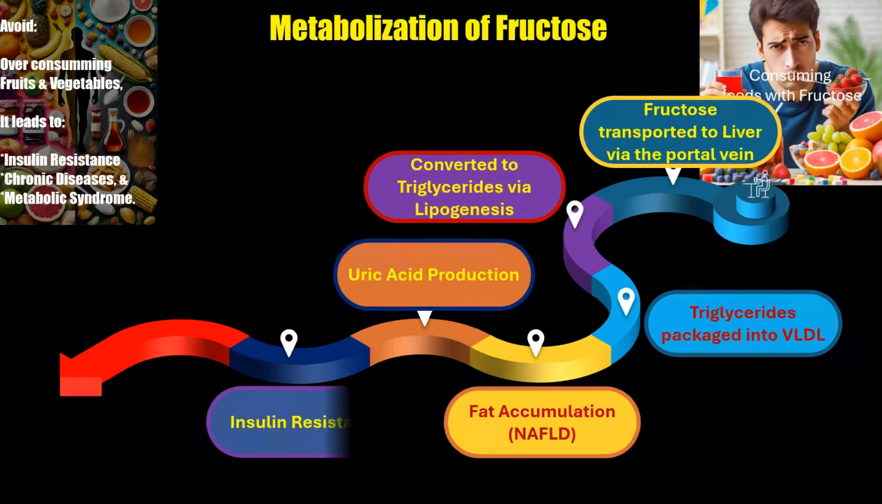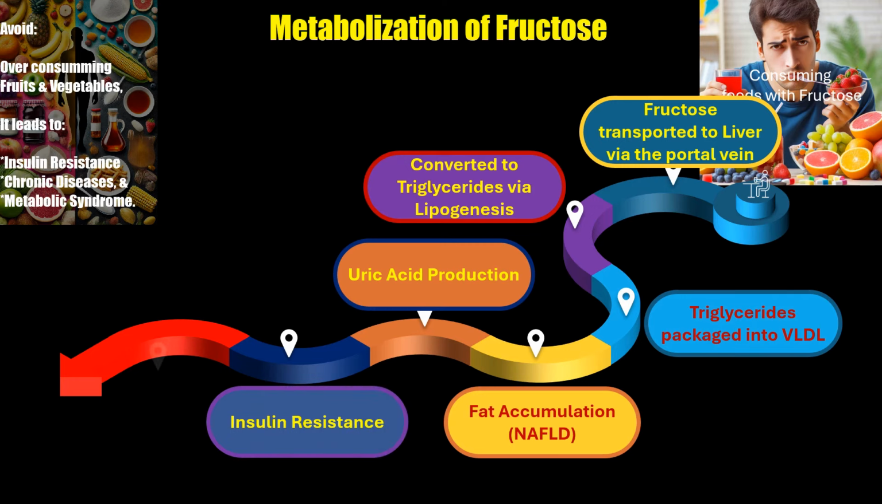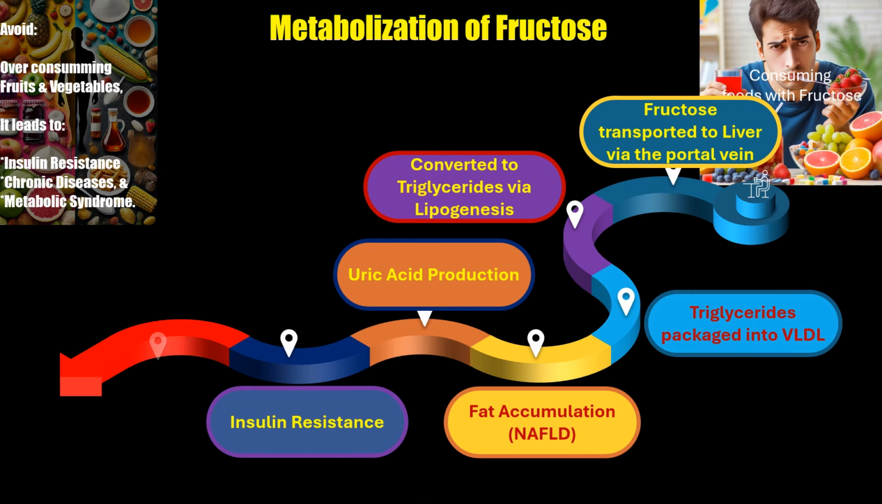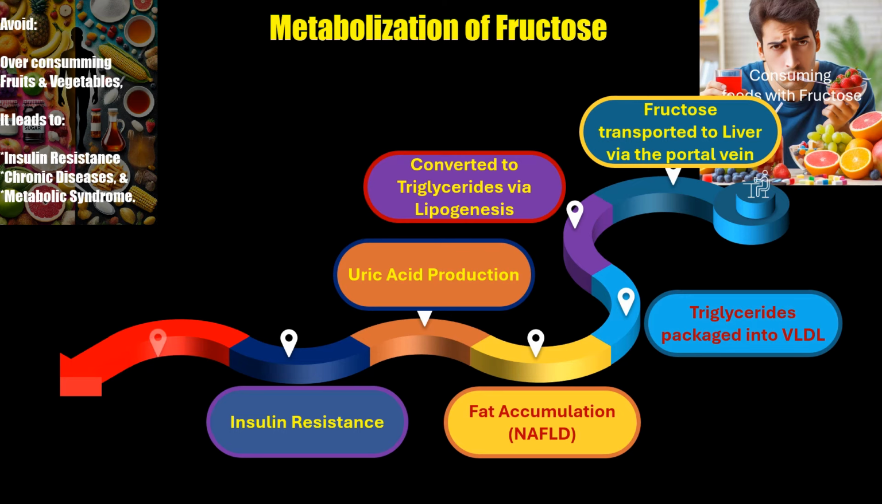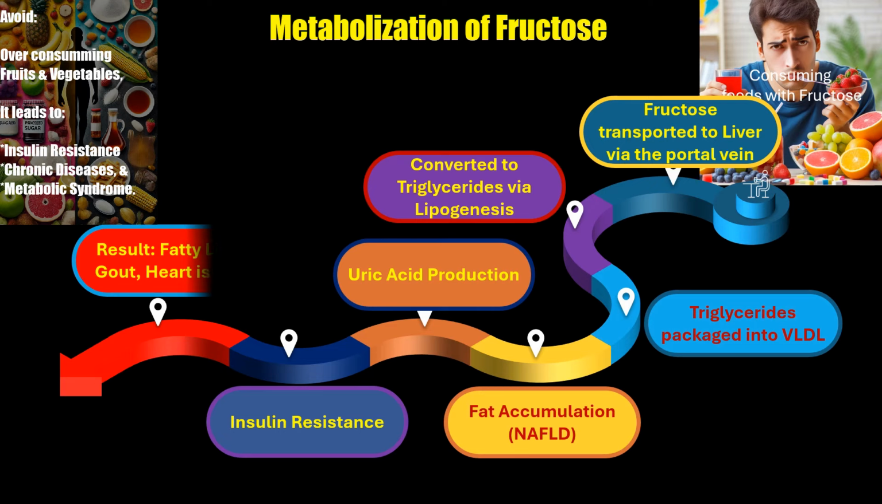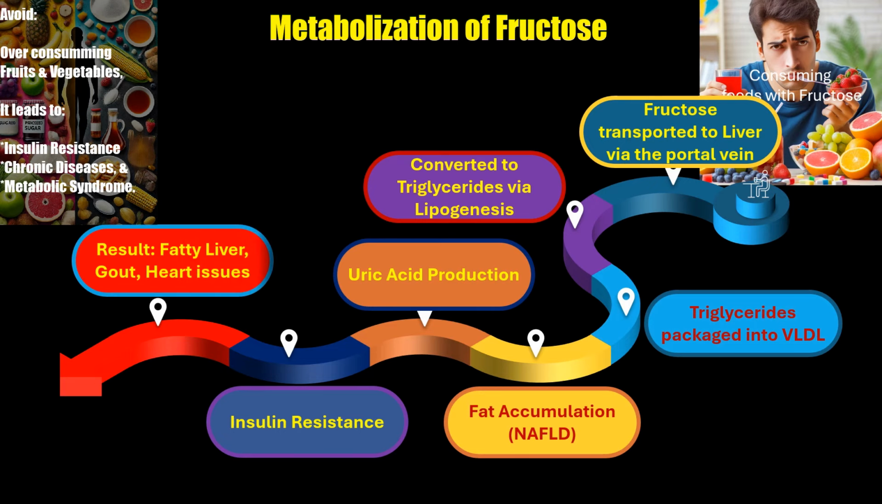Fatty liver impairs insulin signaling pathways, contributing to insulin resistance. Elevated uric acid levels are also associated with insulin resistance and metabolic syndrome. Chronic exposure to high levels of fructose and the resultant inflammation can impair the insulin receptor functions on the liver cells, again leading to insulin resistance. Insulin resistance develops into chronic diseases like gout, fatty liver disease, cardiovascular diseases, etc.